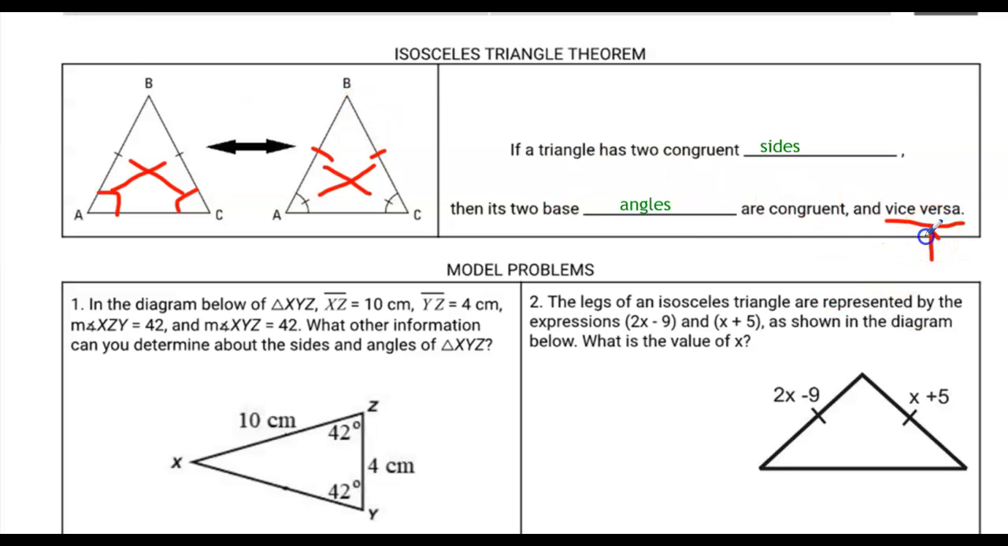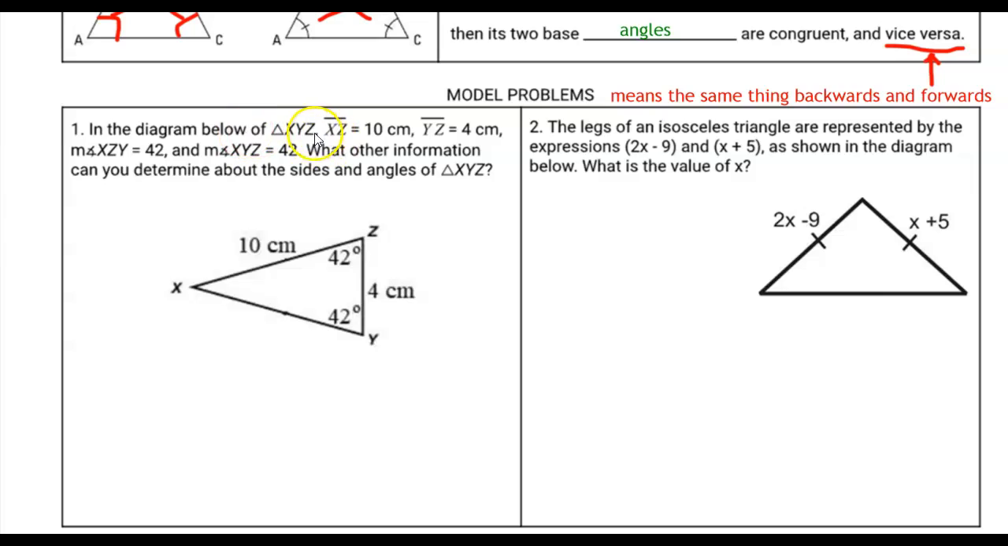All right, moving on to some model problems. Let's take a look at what this actually looks like in a mathematical setting. Looking at that first model problem, we can tell that it's giving us some information here, and just like any other problem, we're going to annotate it. XZ is equal to 10 centimeters, which is labeled here. YZ is equal to 4 centimeters, which is labeled here. And it tells us the measures of these two angles. M angle XYZ means the measure of angle XYZ is 42. We don't put a degree marker because the M indicates the measure in degrees.